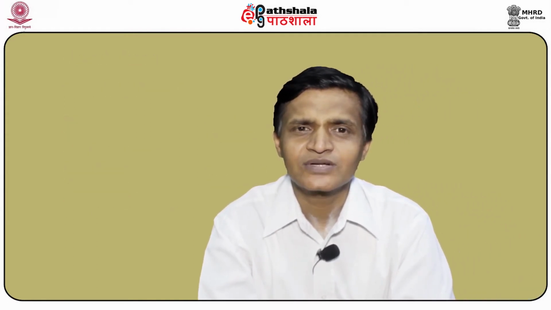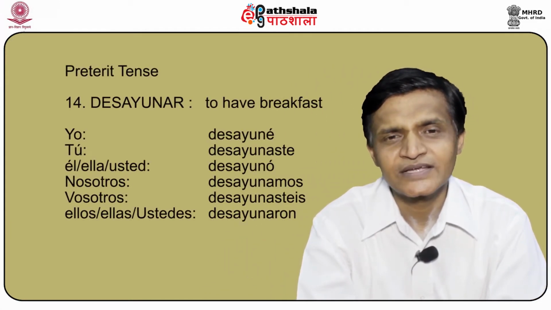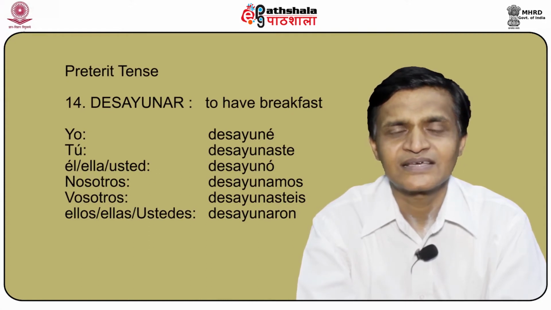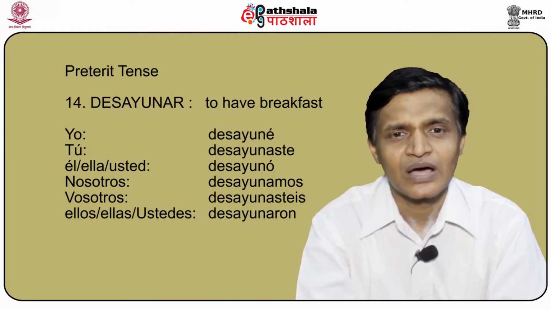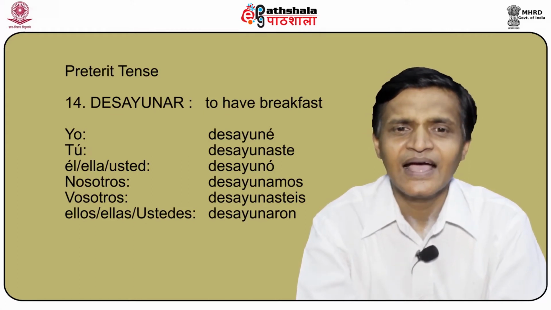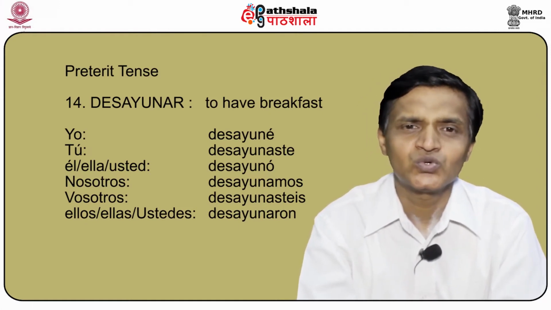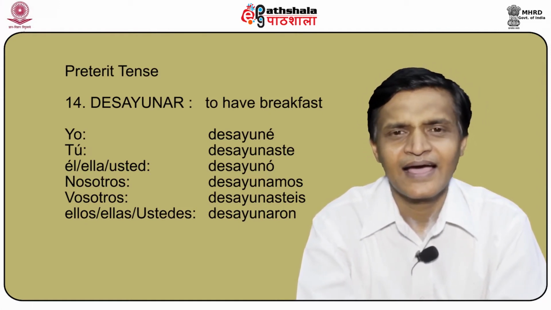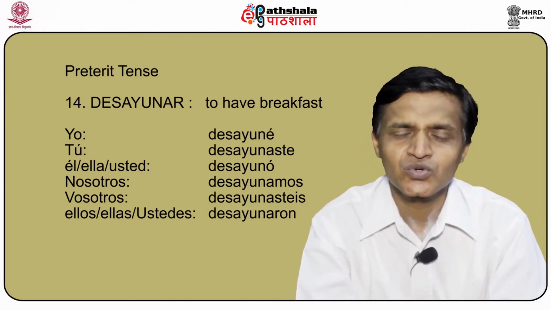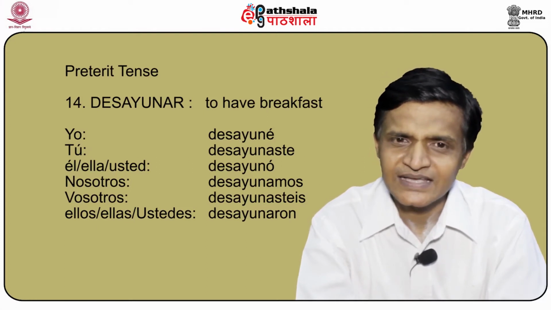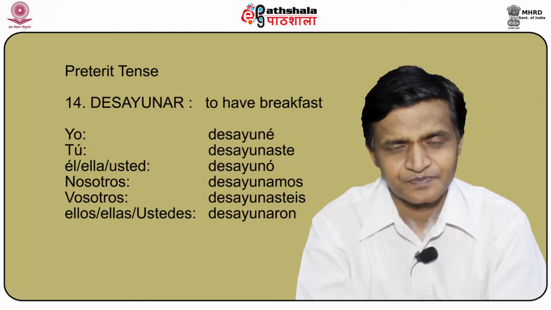Now, let us talk about another verb which is desayunar, to have breakfast. How do we conjugate it in the preterit tense? We say desayuné, desayunaste, desayunó, desayunamos, desayunasteis and desayunaron. Or if you want, then yo desayuné, tú desayunaste, él, ella and usted desayunó, nosotros desayunamos, vosotros o vosotras desayunasteis and ellos, ellas, ustedes desayunaron.